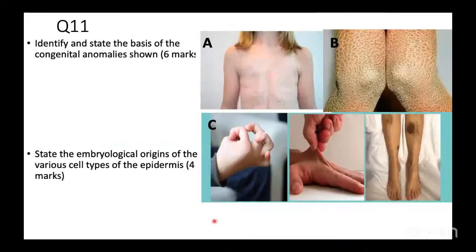All right, next question. Identify and state the anomalies and say the basis of the anomaly shown, and part B, state the embryological origins of the various cell types of the epidermis. So this is a question on the skin. Let me give you a minute.